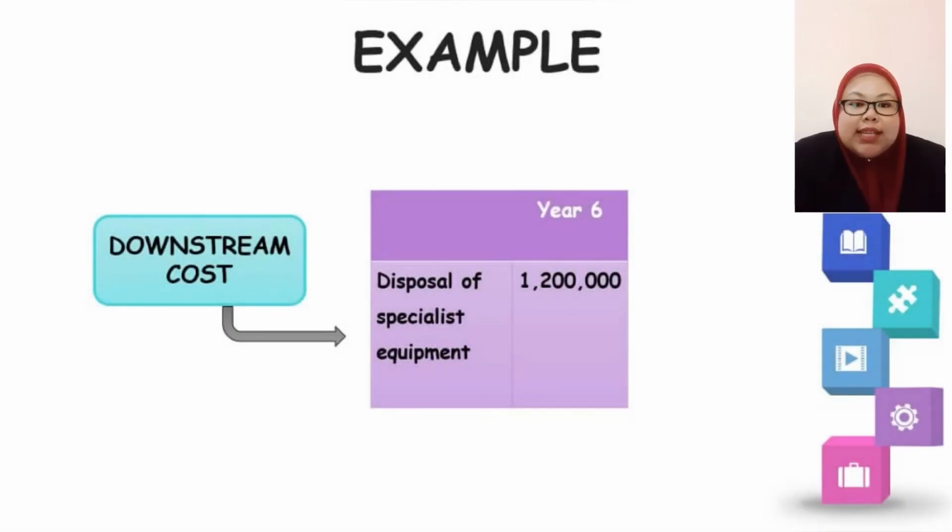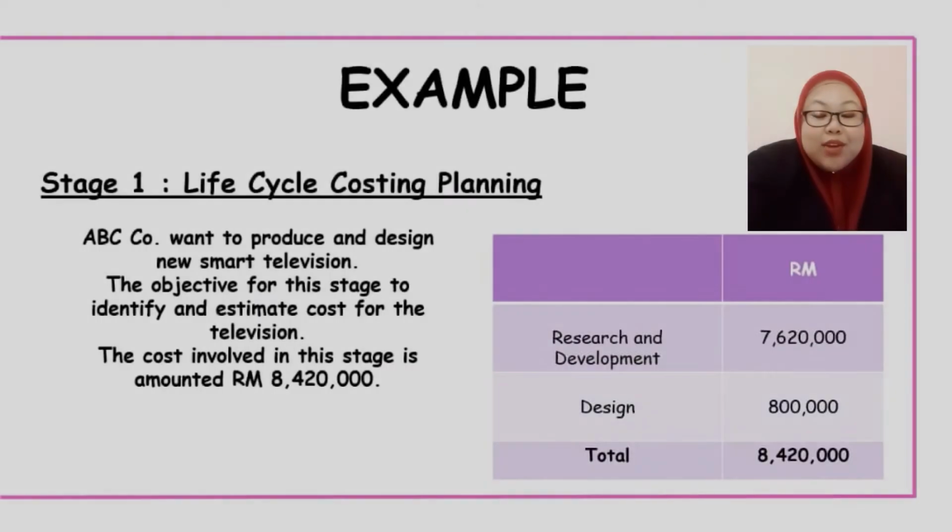As for the cost incurred in the decline phase, we will see the disposal of specialist equipment costs that have been used in the production of the smart TV. This cost is incurred in year 6. The disposal cost will be categorized as a downstream cost under life cycle costing. Are you guys okay?